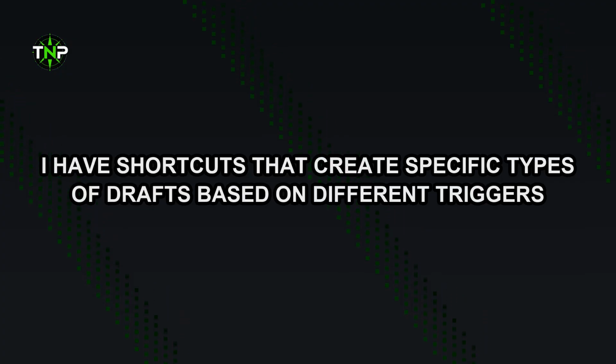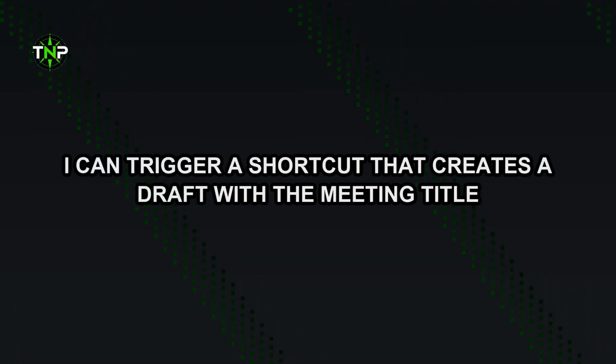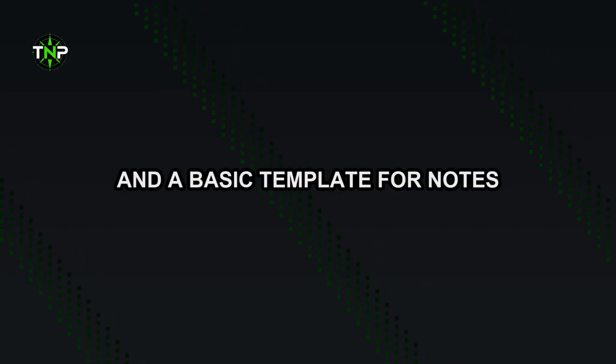Drafts also integrates beautifully with automation tools like Shortcuts on iOS. I have shortcuts that create specific types of drafts based on different triggers. For example, when I finish a meeting, I can trigger a shortcut that creates a draft with the meeting title, attendees, and a basic template for notes, all pre-populated from my calendar.